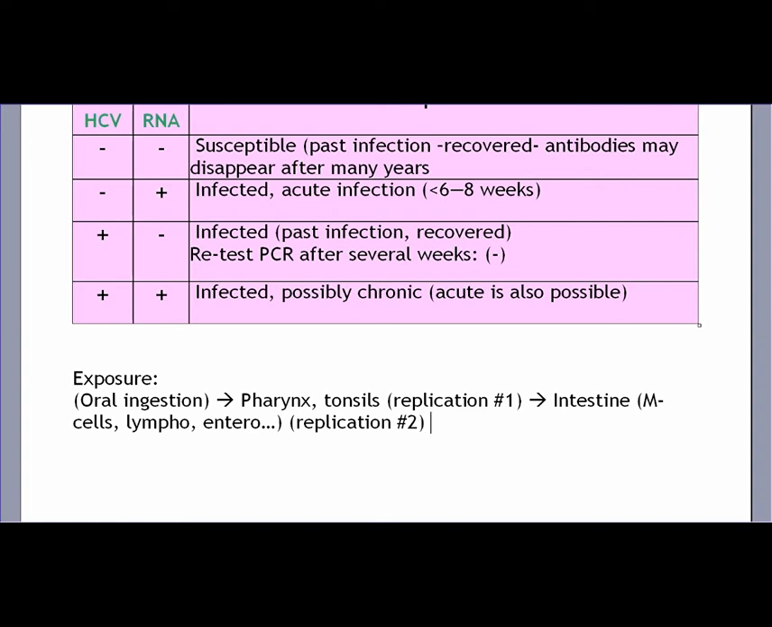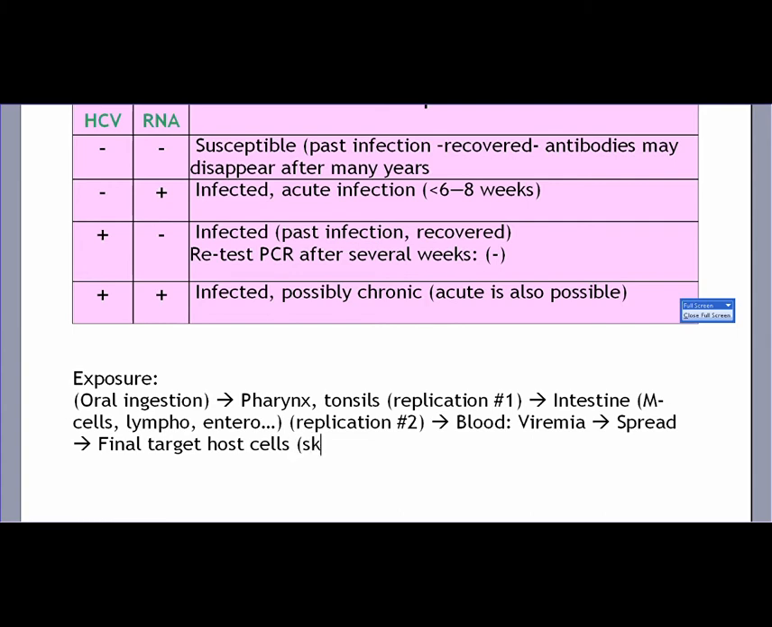From the intestine, they cross to the blood. So they cross the intestinal wall and they enter in the blood. This is called viremia. And from the blood, they can find their final target. So they are spread, looking for the final target host cells. And these final target host cells are so many.